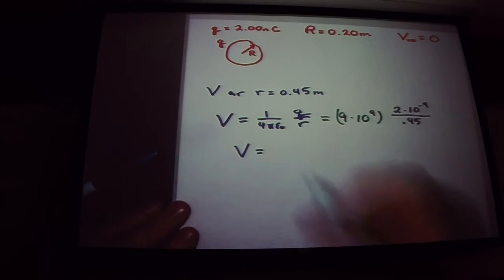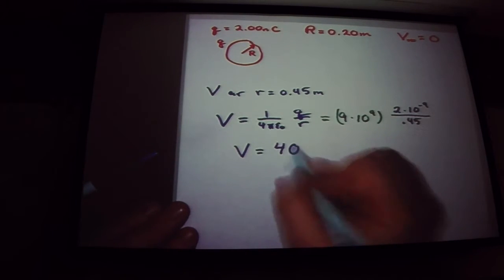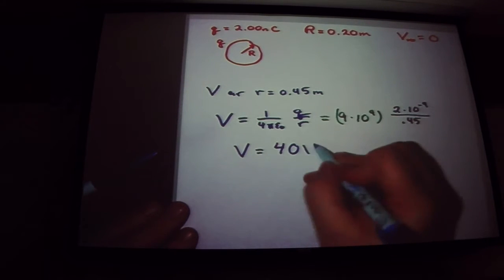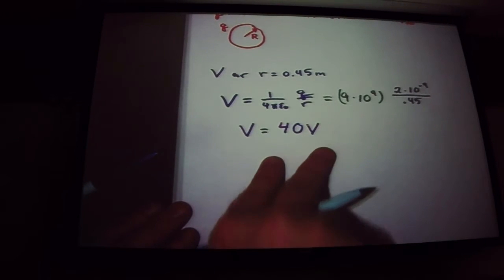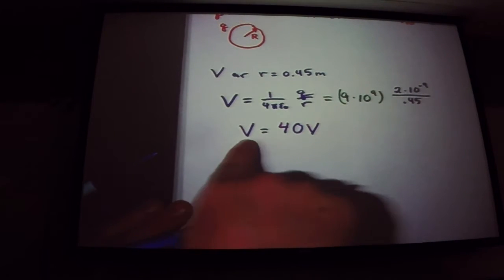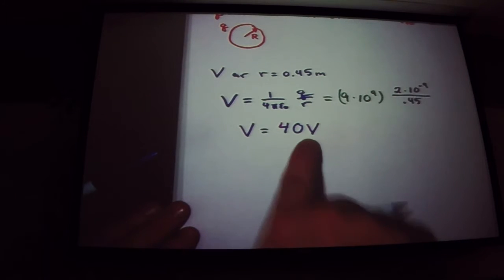Okay. All right, what are the units of that? Volts. Hopefully that one you could remember, voltage has units of volts, okay?